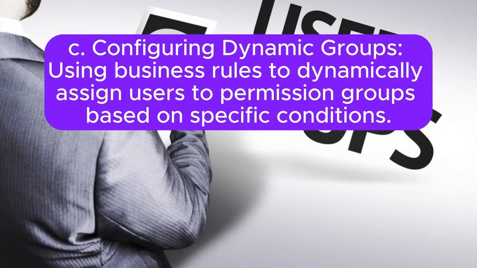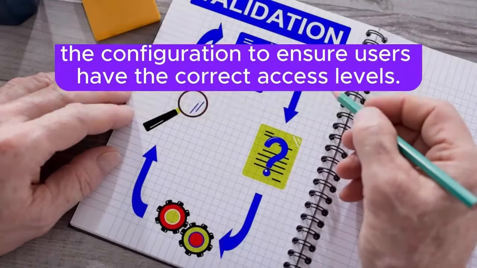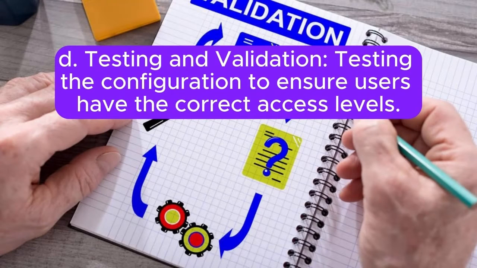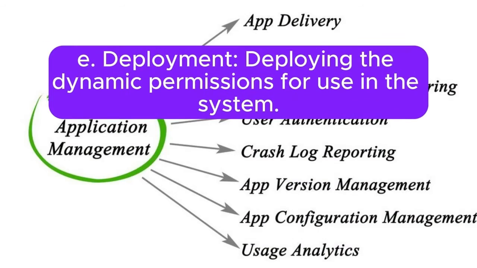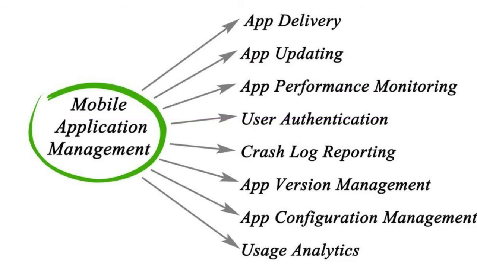C. Configuring dynamic groups, using business rules to dynamically assign users to permission groups based on specific conditions. D. Testing and validation, testing the configuration to ensure users have the correct access levels. E. Deployment, deploying the dynamic permissions for use in the system.